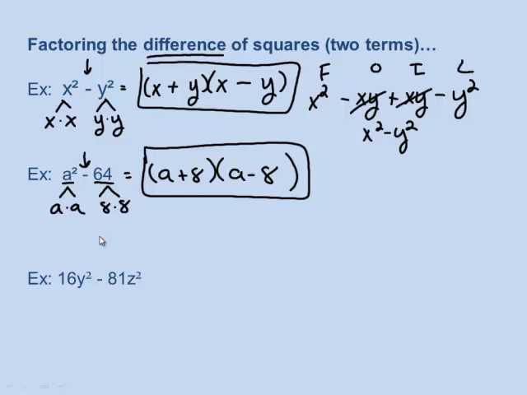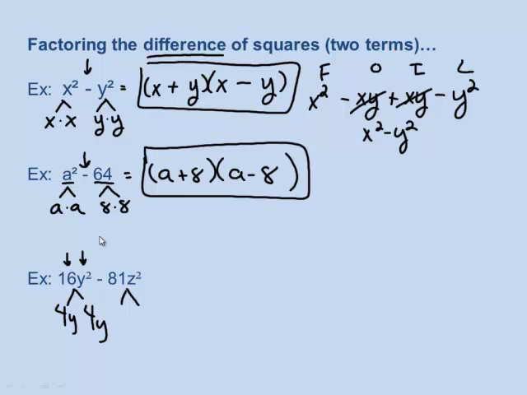All right, third example. Always ask yourself if there's a common factor that maybe you could pull out to simplify the problem. In this case, there is not. There are two terms separated by subtraction. Can you break that out into perfect squares? And the answer is yes. Now in this case, look at each of these individually. 16 is 4 times 4. Y squared is y times y.